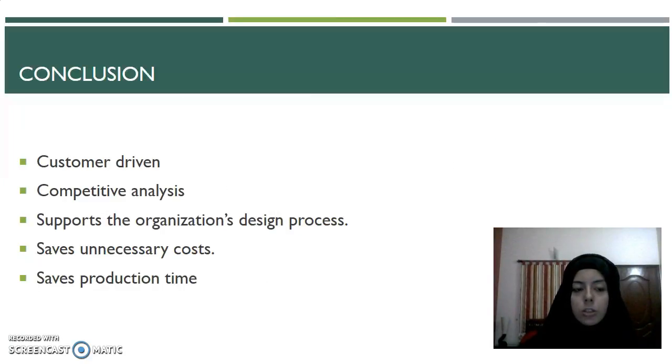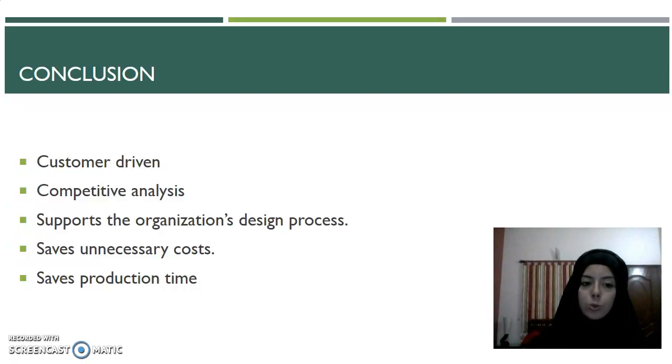Moving on, we come to the conclusion. We know that quality function deployment is a customer-driven process that gives you a competitive advantage. It gives you an edge where you know what the customer wants, and then you try to produce that. It supports the organization's design process, and it obviously saves unnecessary costs when you don't waste time, energy, and resources producing what you don't know if the customer would want or not. So you conduct in-depth research and customer surveys, and then you design the product according to the customer's needs. So quality function deployment is a very effective tool for organizations.